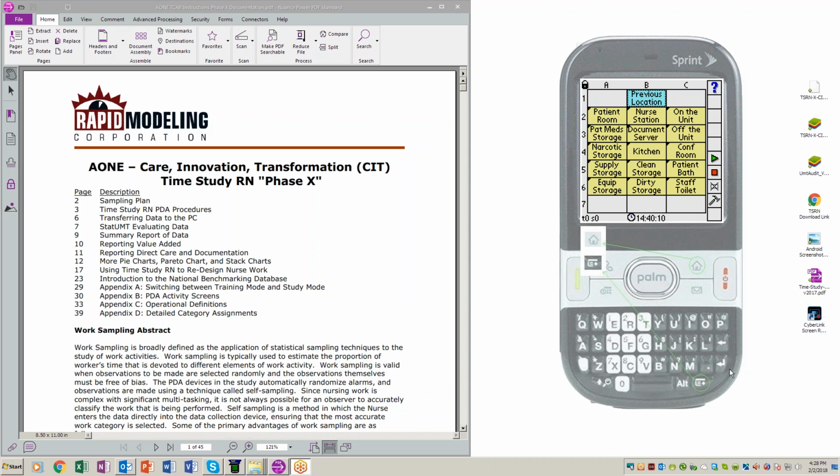The TimeStudyRN National Benchmarking Database was created in 2008 in response to the demand from TCAB units for shared space to compile and compare their TimeStudyRN data with other facilities. The database gives users the ability to compare themselves with other similar units for time spent in all work activities, including direct care and value-added care. I want to refer you to the TimeStudyRN documentation, which I will be covering next.